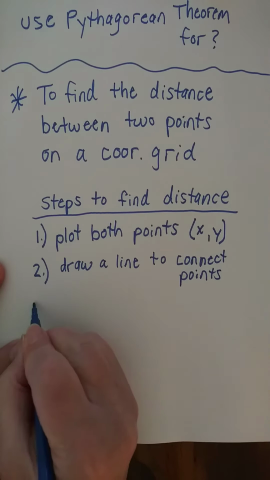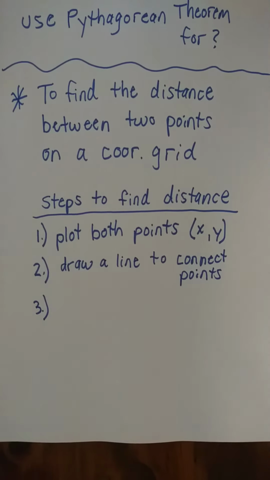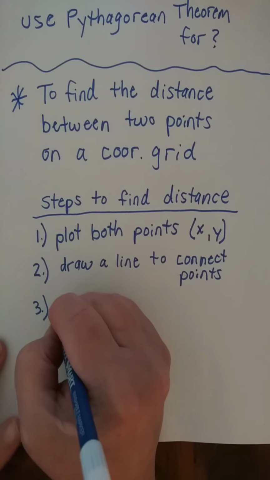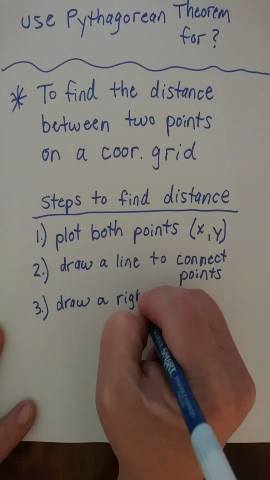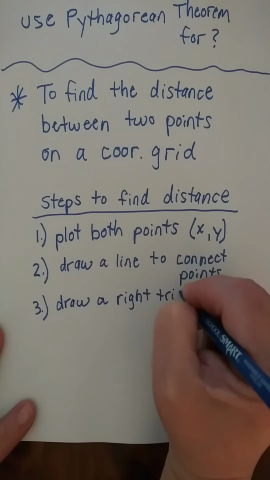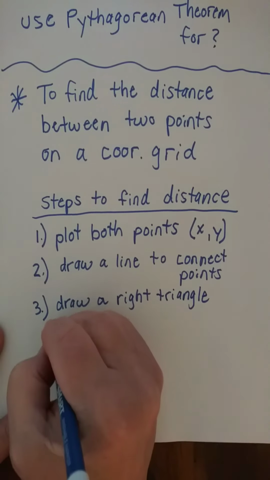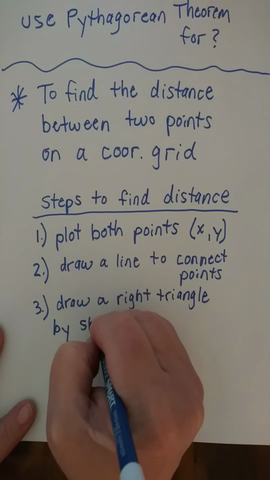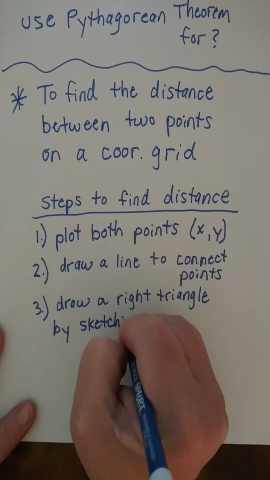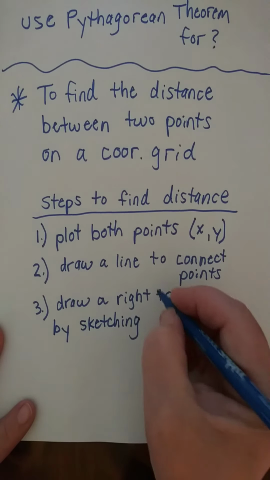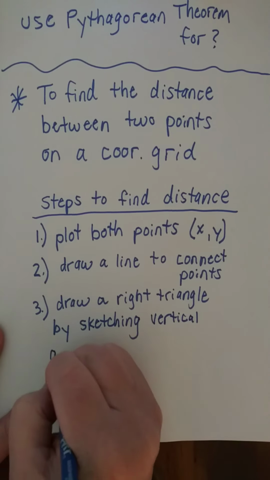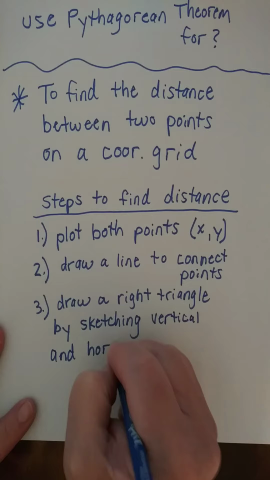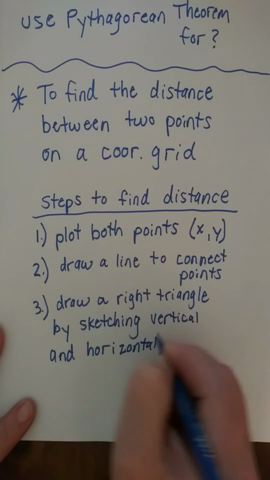Okay. Step 3, you're going to create a right triangle by sketching vertical and horizontal lines. So draw a right triangle by sketching vertical and horizontal lines.